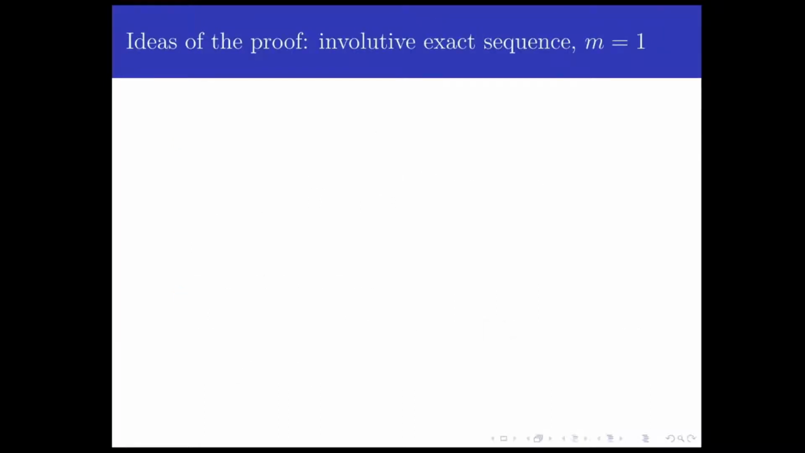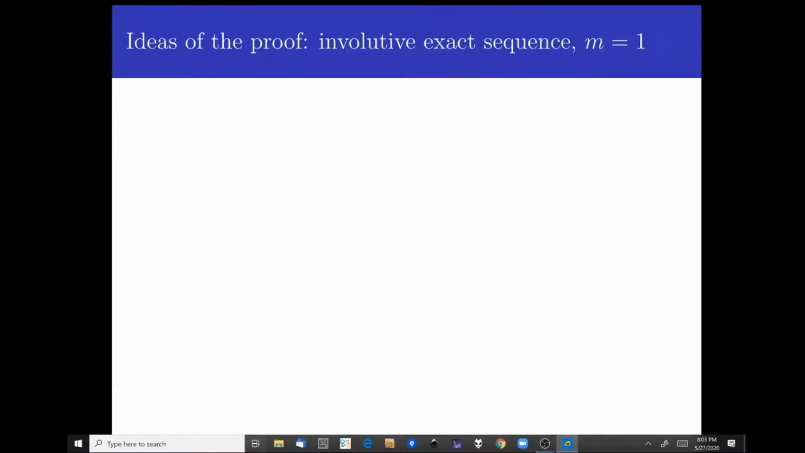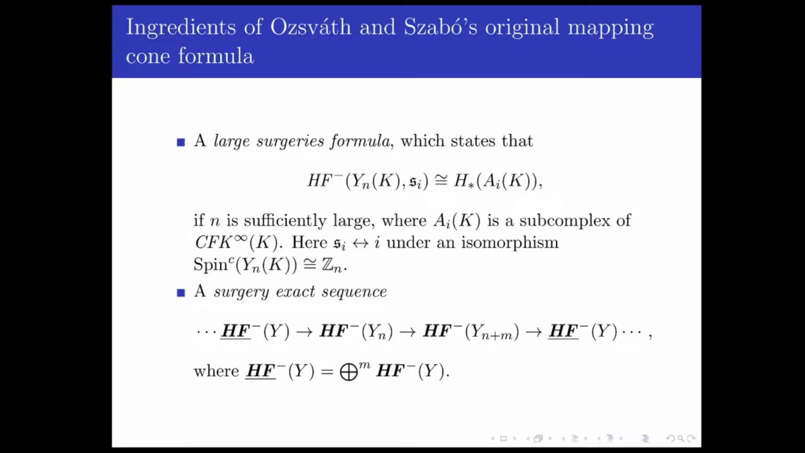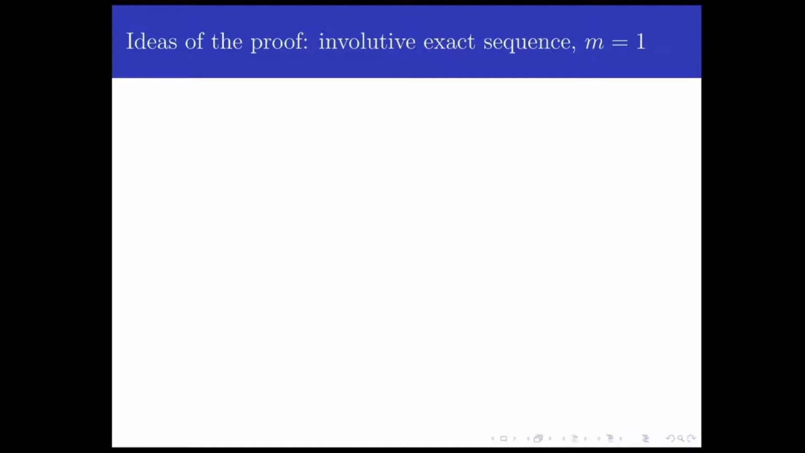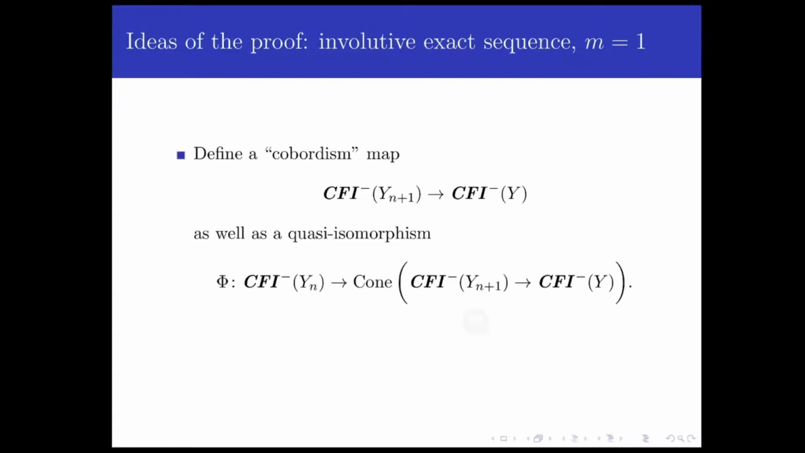Okay, so I'm just going to try to communicate a few ideas that go into the proof of the involutive exact sequence, specifically the involutive sequence that appears here involving n and m, and I want to just talk about the case where m is equal to 1. So the main idea is that the first step is to define a cobordism map from the n plus first surgery of Y along K to just Y. And then the second step is to define a quasi-isomorphism between the n surgery, CFI of the n surgery, and the cone of this cobordism map.